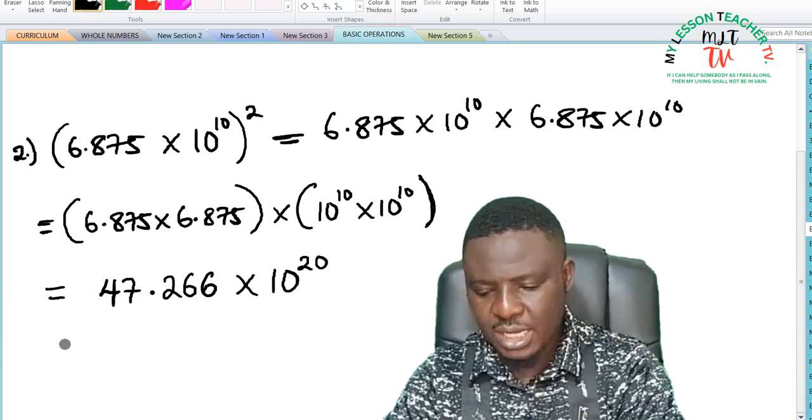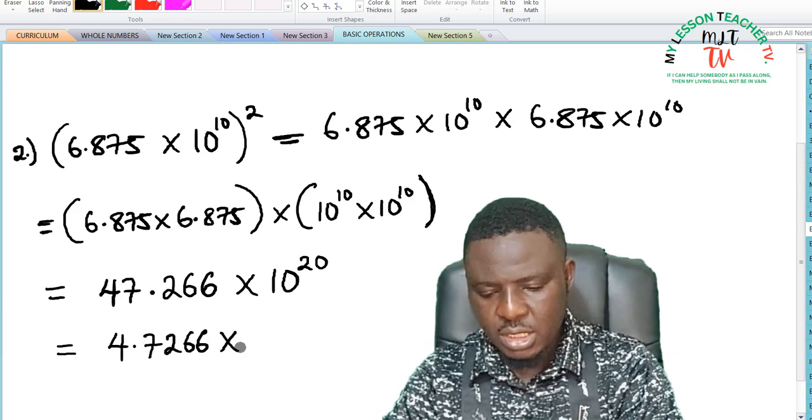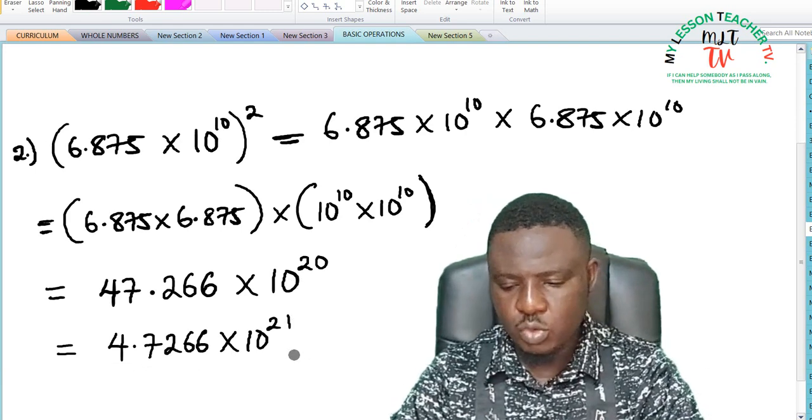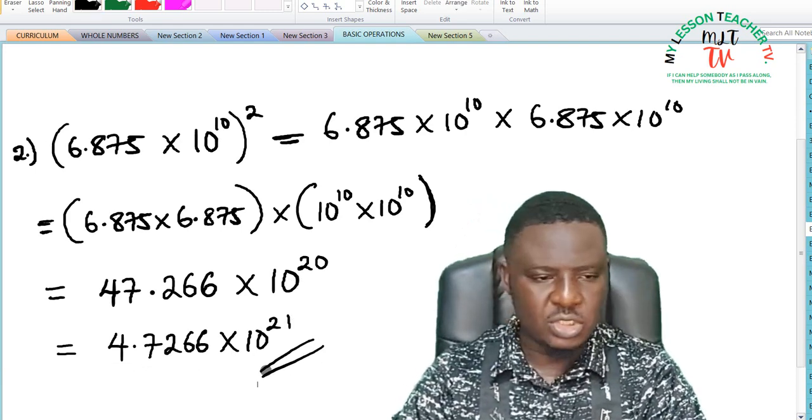And if you express this in standard form, this is equal to 4.7266 times 10 raised to the power of 21, because I have moved the decimal point one step to the left. This is your answer.